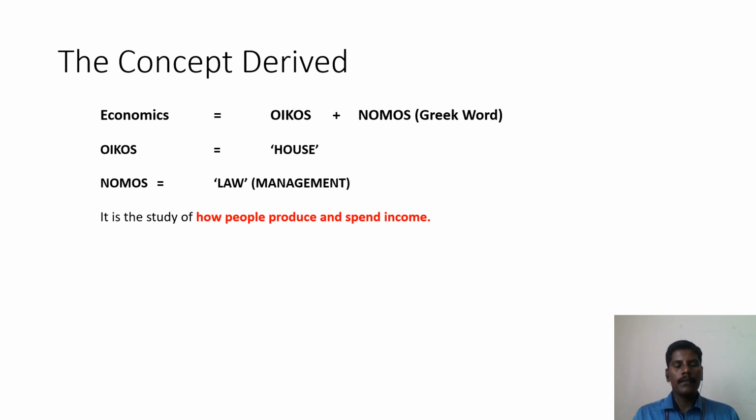If the income of a customer is more, the customer will go for a larger number of purchases. If the income is very less, the customer will make only a small number of purchases. So the purchasing capacity is based on the earning capacity of the customer. Economics studies how people are producing the product and how they are consuming it. Such a study is called economics.